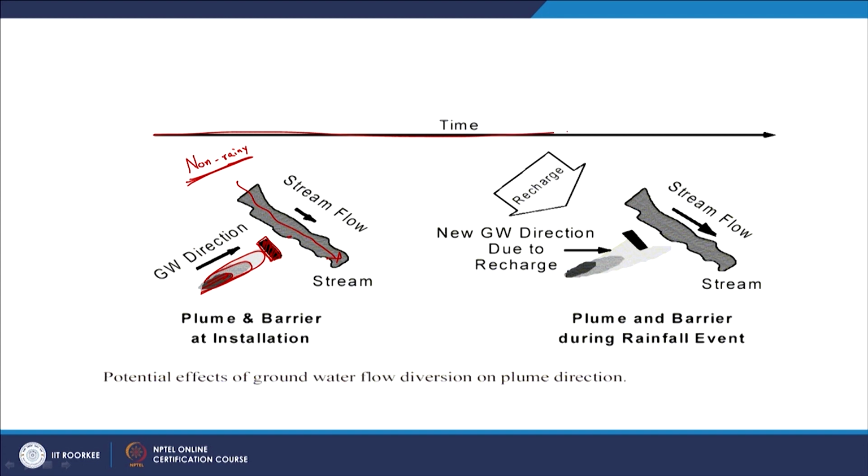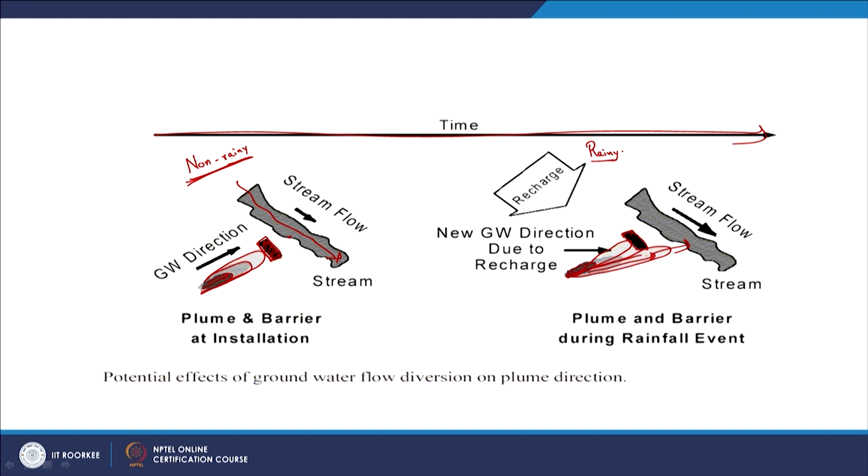But as we see here, with time or during the rainy season, what would you see? You would see that there is a recharge, right. And now the groundwater flow due to recharge is no more in this direction, but as you can see it has shifted towards this direction, thus it does not flow through the PRB and now ends up contaminating the relevant stream, right.